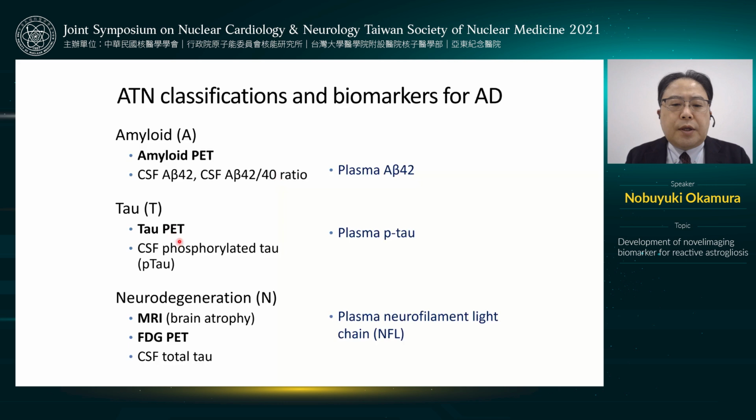Biomarkers of tau include tau PET and hyperphosphorylated tau in CSF. Recent studies have also shown that plasma phospho-tau is useful for early diagnosis of AD, and that it correlates well with tau PET data. For neurodegeneration, we usually use MRI and FDG PET. And recently, plasma neurofilament light chain, NFL, has been reported to be useful as a biomarker of neurodegeneration.